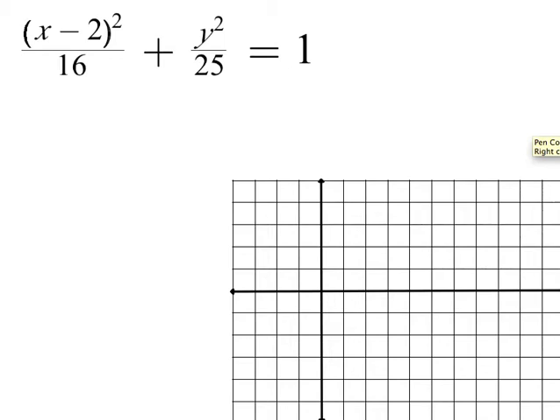So now we have to figure out, first thing, let's figure out the center. 2, 0. Because nothing's done to the y, so that's always 0. So 2, 0 is my center.